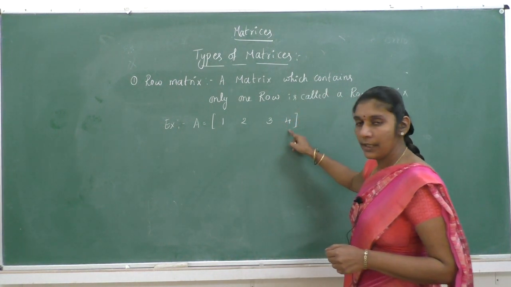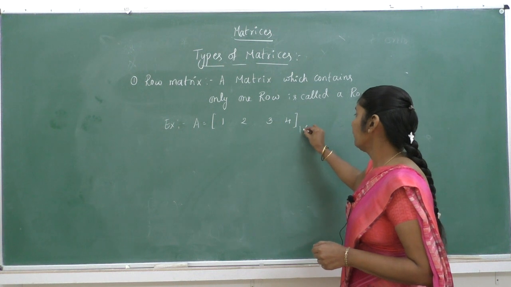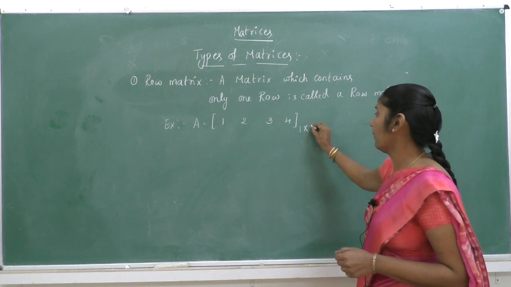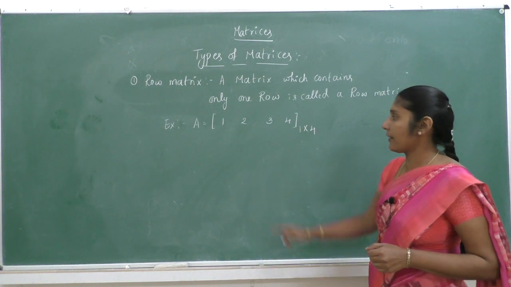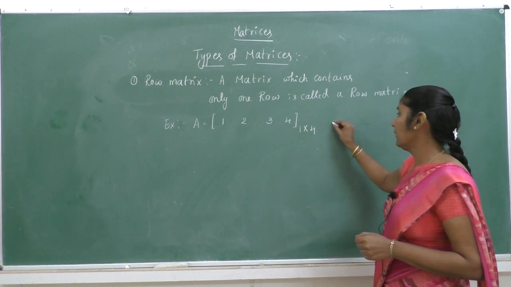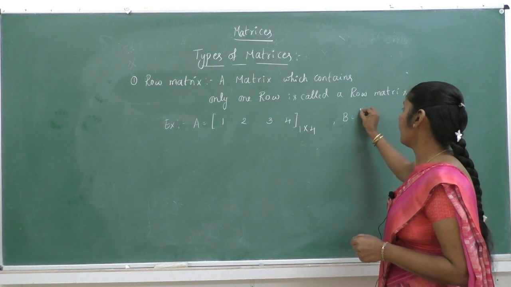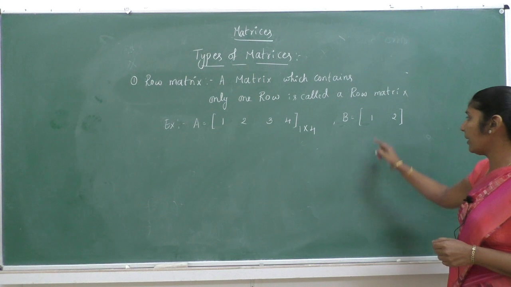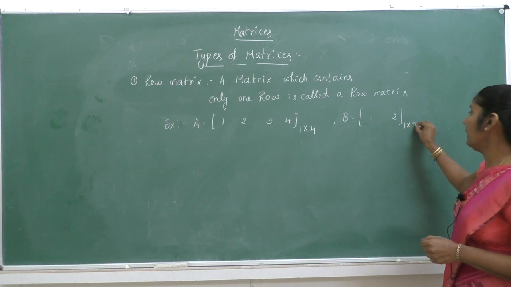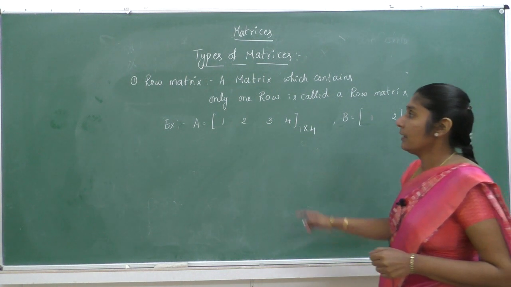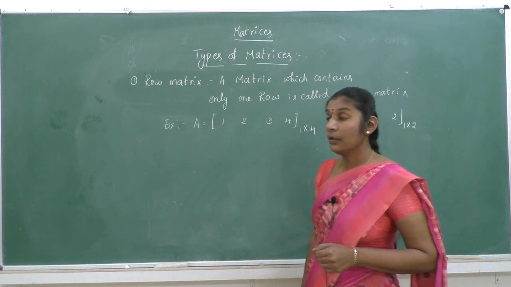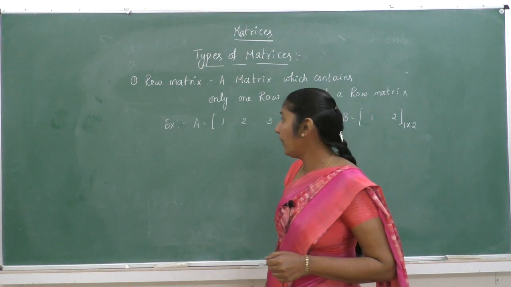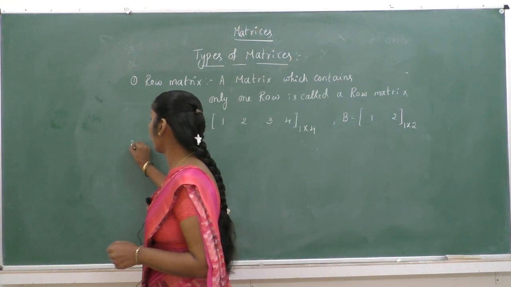A matrix which contains only one row into how many columns? 1, 2, 3, 4. 4 columns. The order of this matrix is 1 cross 4. Another example for a row matrix is 1, 2. What is the order of this matrix? 1 row and 2 columns, right? So, this is an example of a row matrix. This is the first kind of matrix that is called row matrix.